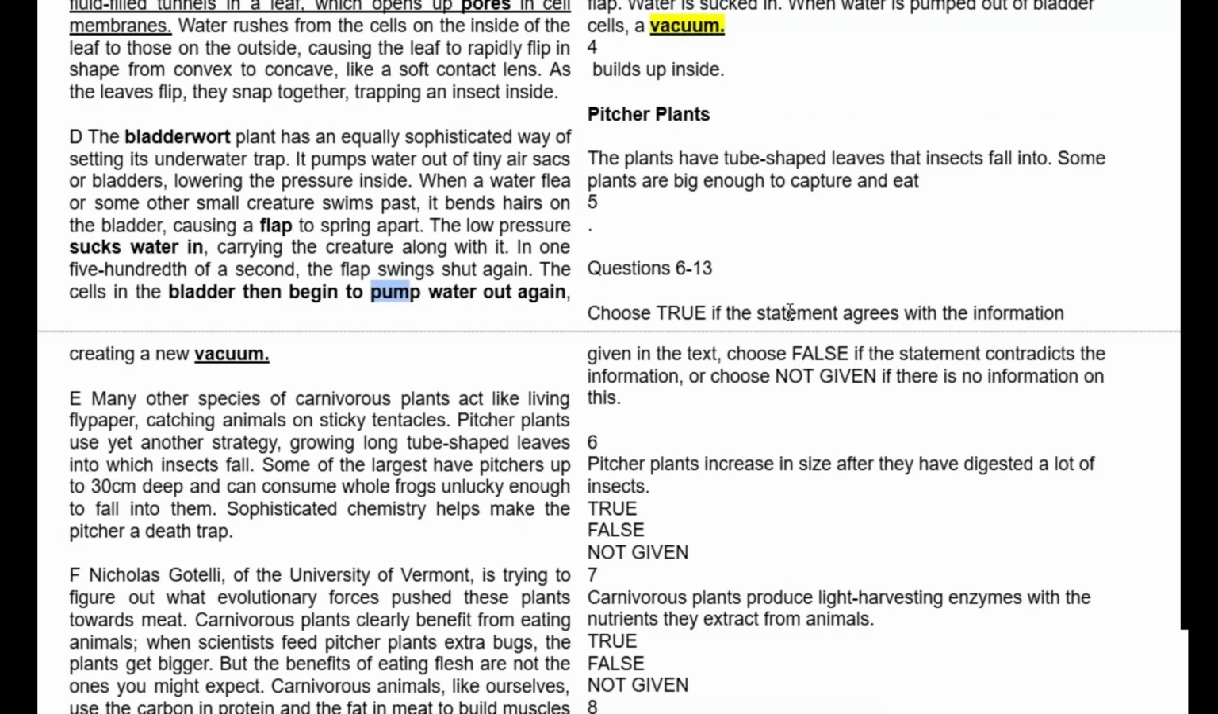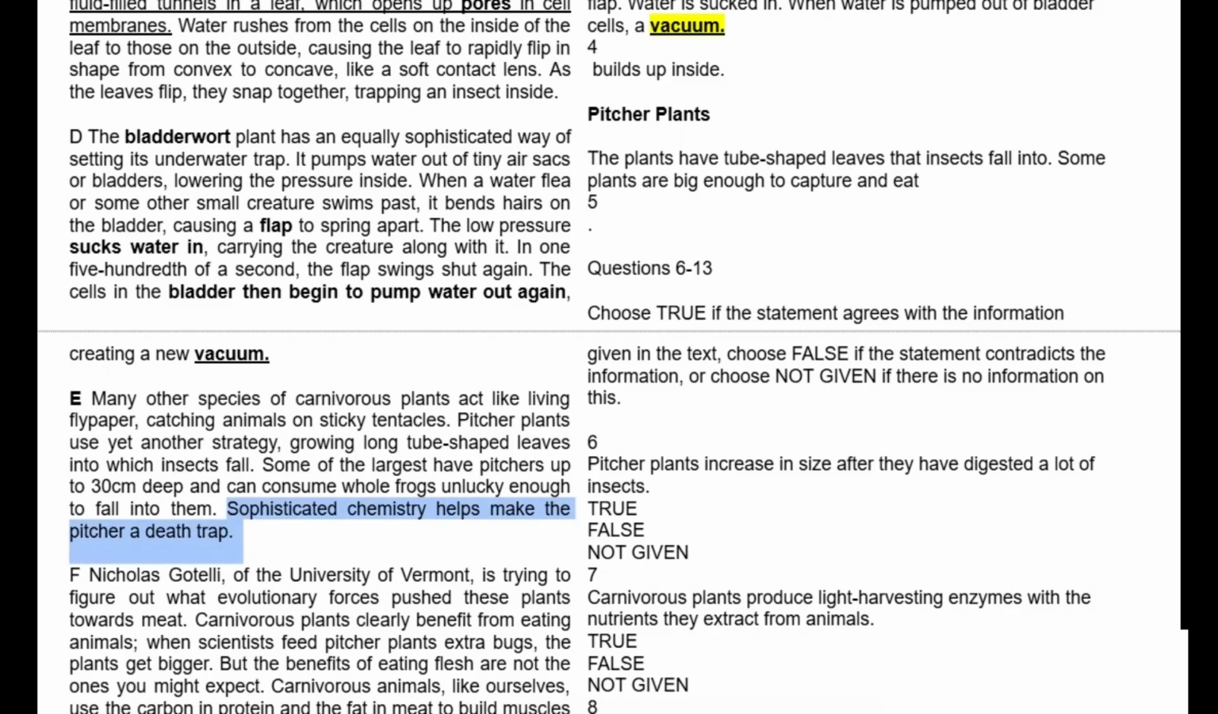Here is the fifth question. Pitcher plants. The plants have tube-shaped leaves that insects fall into. Some plants are big enough to capture and eat what? Let's move on to the next paragraph. Many other species of carnivorous plants act like living flypaper, catching animals on sticky tentacles. Pitcher plants use yet another strategy, growing long tube-shaped leaves into which insects fall. Some of the largest have pitchers up to 30 centimeters deep and can consume whole frogs, unlucky enough to fall into them. So the chemistry helps make the pitcher a death trap.